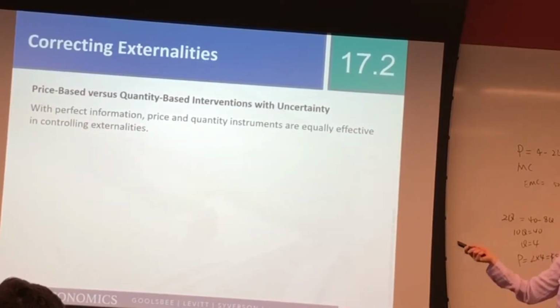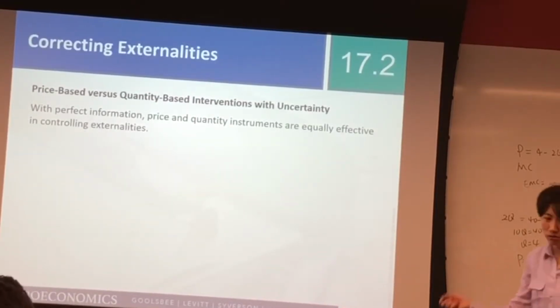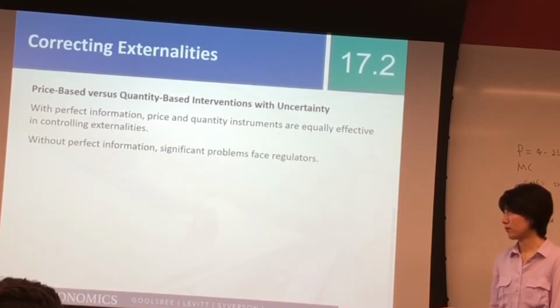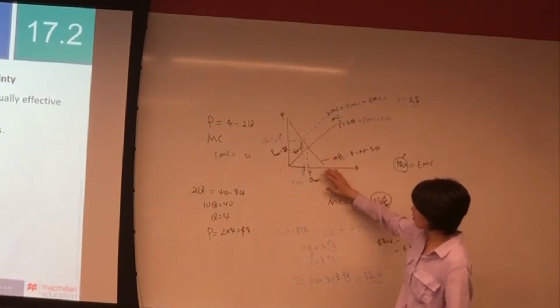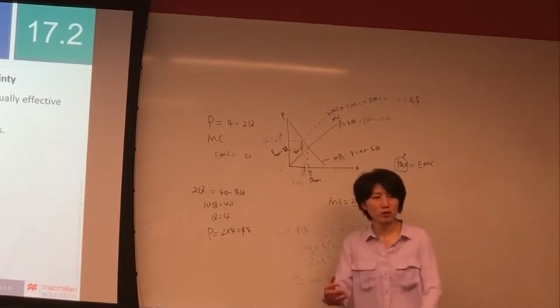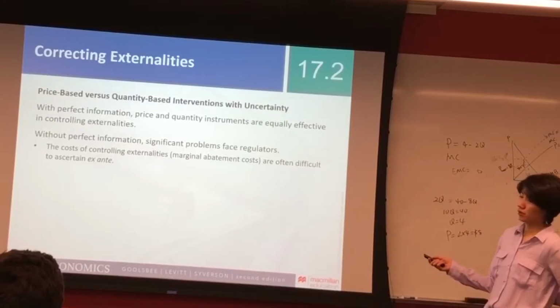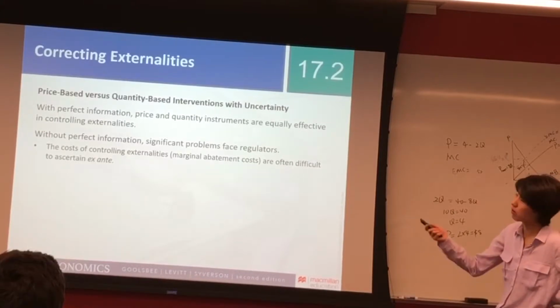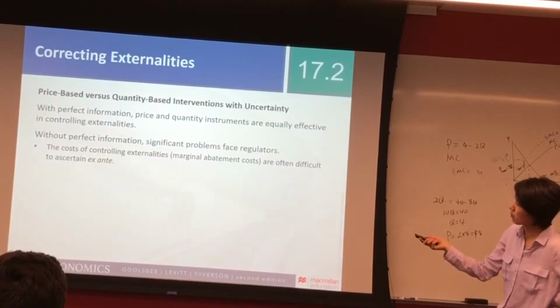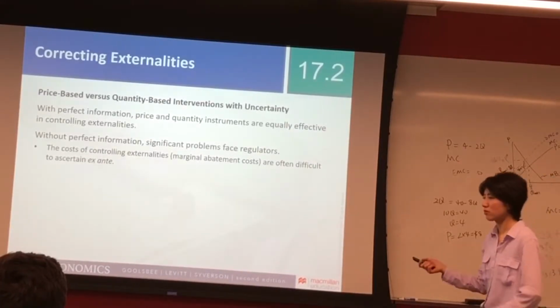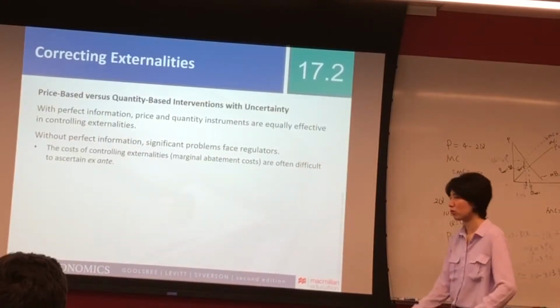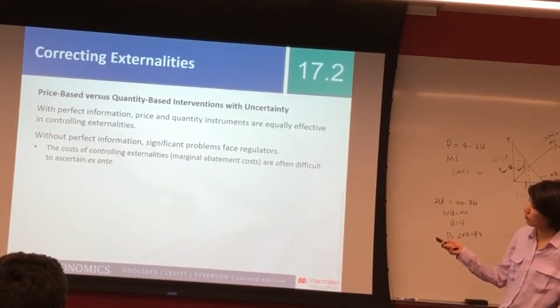With perfect information, price and quantity instruments, or price-driven taxes, subsidies, and quotas, are equally effective in controlling externalities. But without perfect information, which is usually the case, a significant problem faces regulators. The cost of controlling externalities, or marginal abatement cost, that's the marginal cost of removing some pollution or some externality, is often difficult to ascertain ex ante.